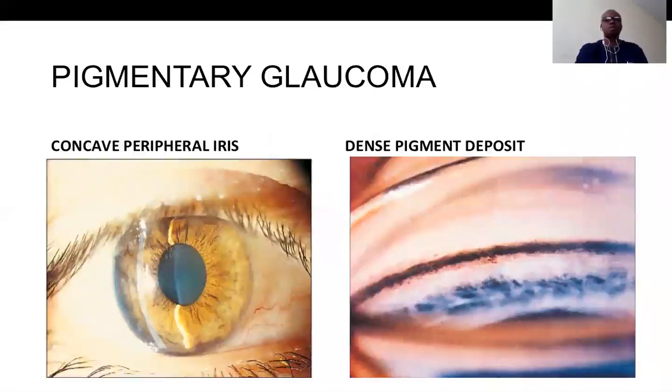The first picture shows the concave peripheral iris observed in pigmentary glaucomas. And then the second picture shows a band of dense pigment, which is what is seen. Unlike in pseudo-exfoliation, where there may be a mixture, like salt and pepper kind of pigmentation. In pigmentary glaucoma, it's usually dense, as seen here.